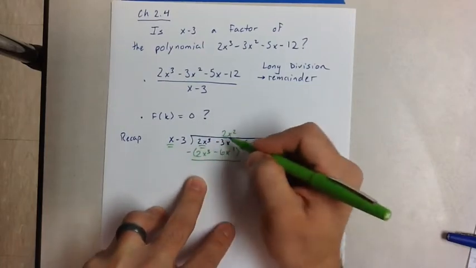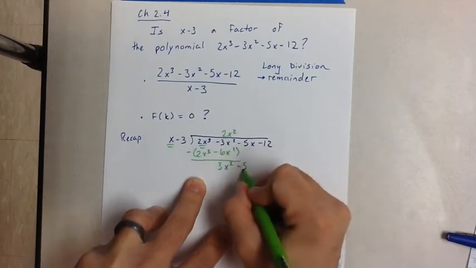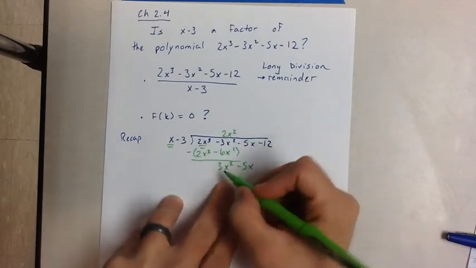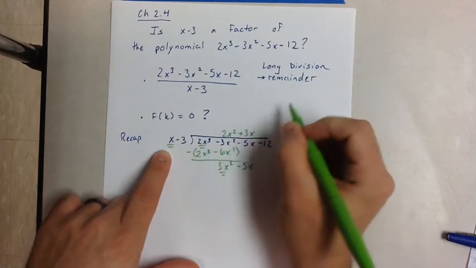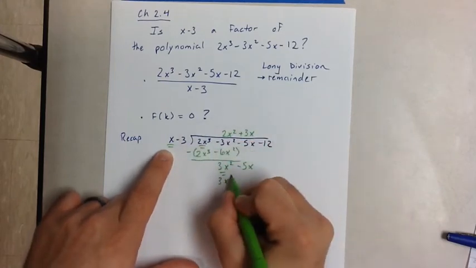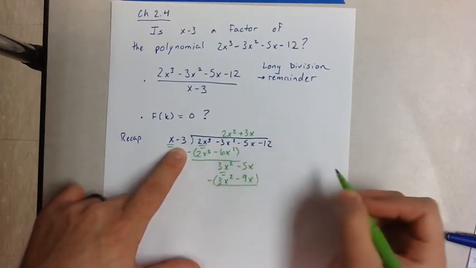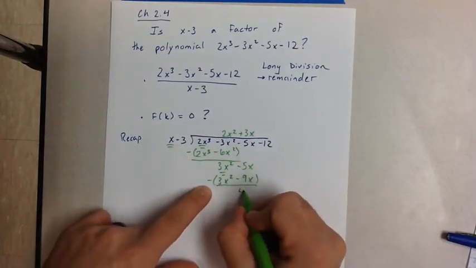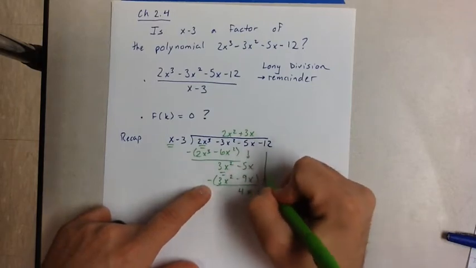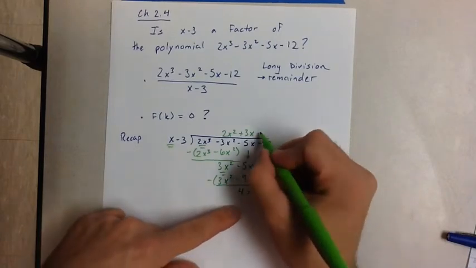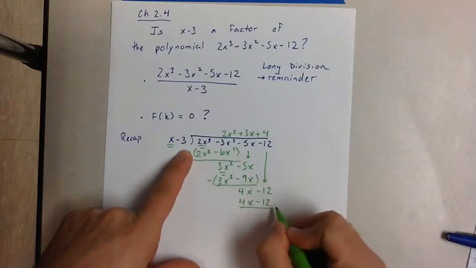Our cubes go away. Negative 3 and plus 6 would be positive 3x squared, and our minus 5x drops down. Next, again, now we pay attention to 3x squared. That would be positive 3x. That would give us 3x squared minus 9x. Subtract, giving us positive 4x. Drop our next term down, and it looks to be that we could multiply by 4, giving 4x minus 12, and we get 0.